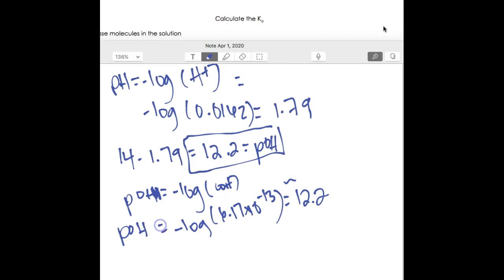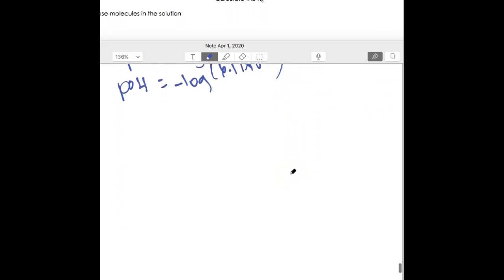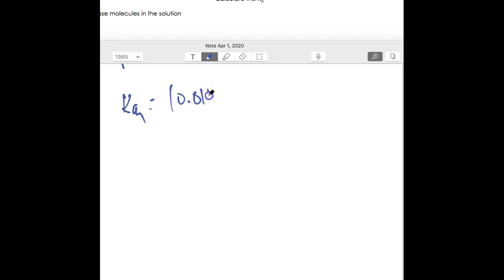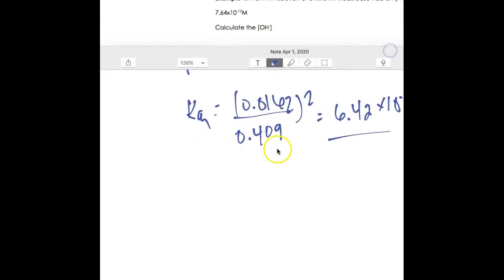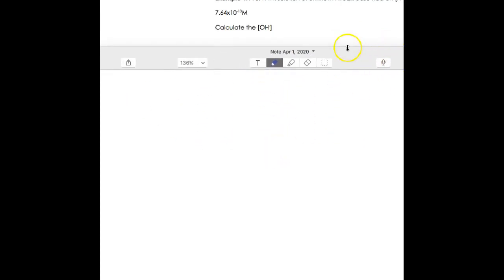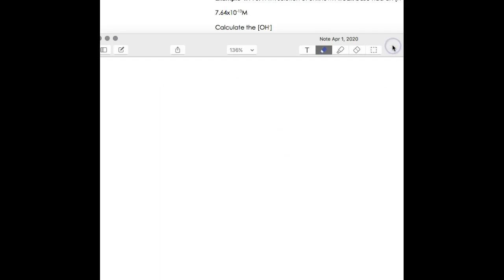Shouldn't be, but. And then Ka, how do you solve for Ka? Okay, so Ka, look at your ICE table, 0.0162 squared over the remaining HA, and that would be your Ka. So I want you guys to try example 4, and I'm just going to write the answers here for you.